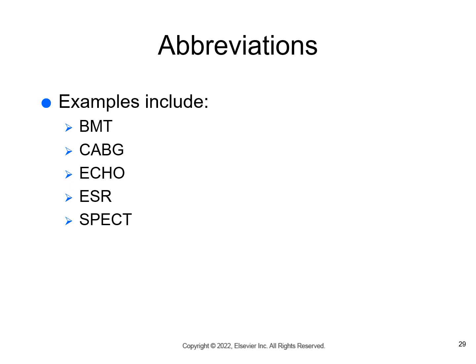And last, as always, let's look at some abbreviations. BMT is a bone marrow transplant. CABG is pronounced cabbage, and it is a coronary artery bypass graft. ECHO stands for echocardiogram, which we talked about earlier. ESR is erythrocyte sedimentation rate. And SPECT is single photon emission computed tomography.